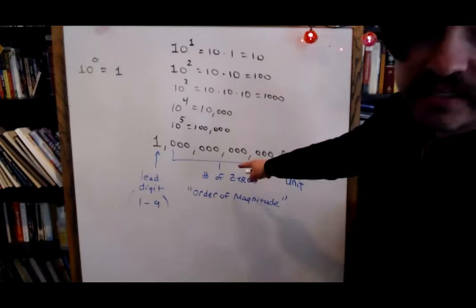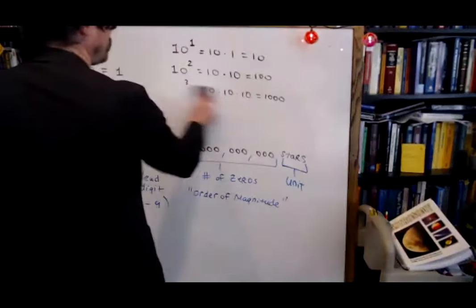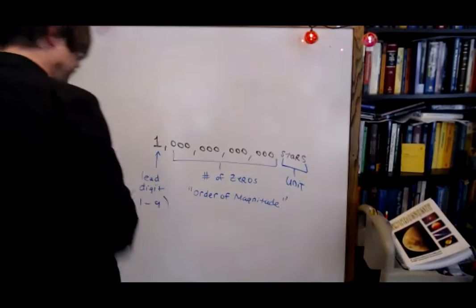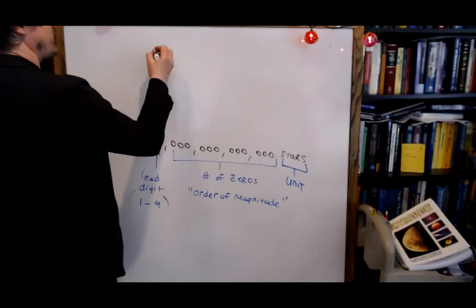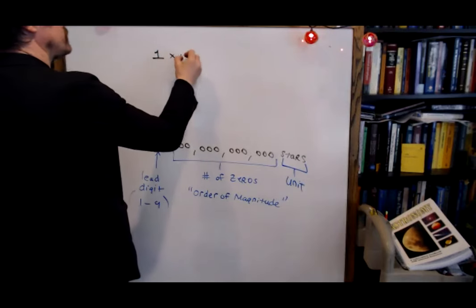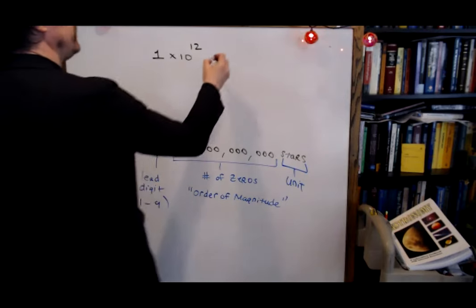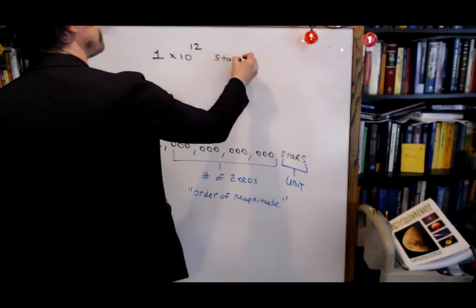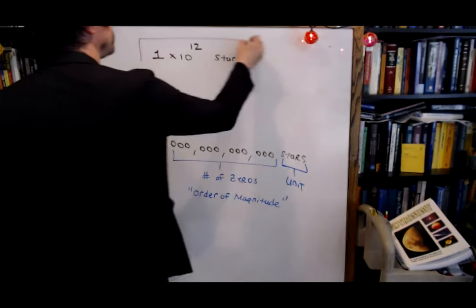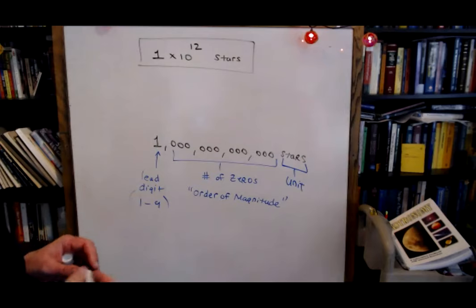We're going to use this fact to pack our number into scientific notation. So we start by writing down our lead digit, okay? So I write down the number 1. I've got 12 zeros, so I'll multiply by 10 to the 12, and then I'll keep my unit of stars. And that, my friends, is how we write the number 1 trillion in scientific notation.